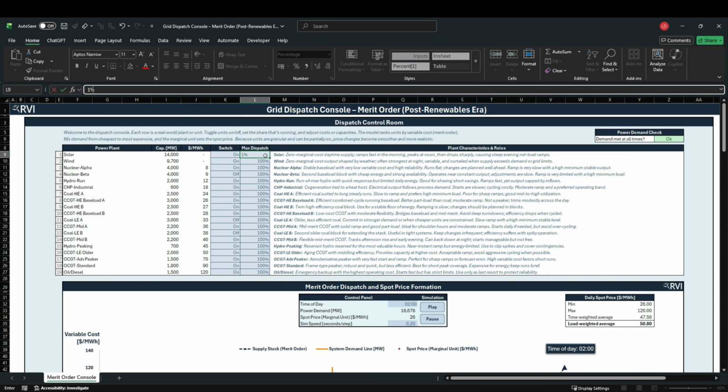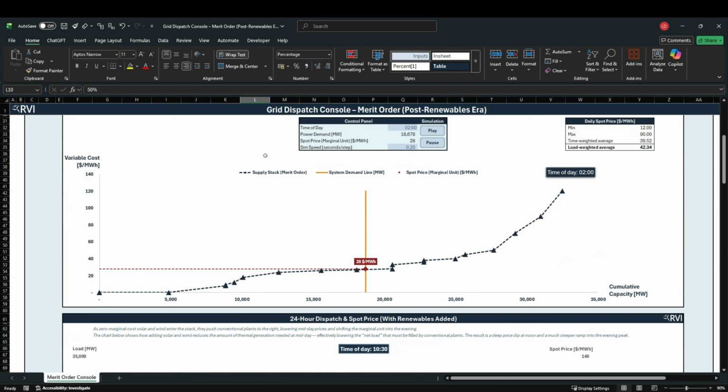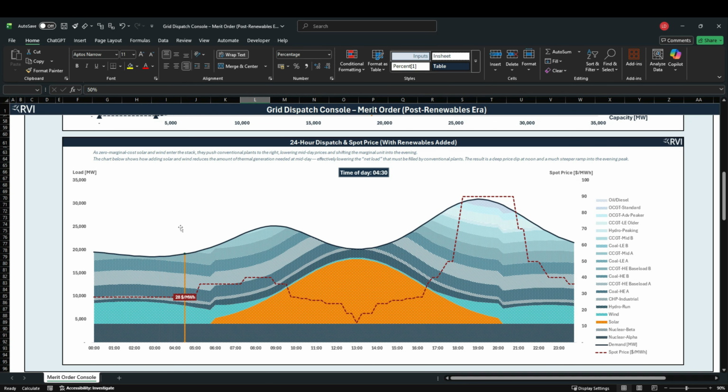Now let's restore solar to 100% and reduce wind to 50%. Wind typically supports the shoulders and night hours. With less wind, prices rise outside the solar window and the evening ramp becomes more demanding.